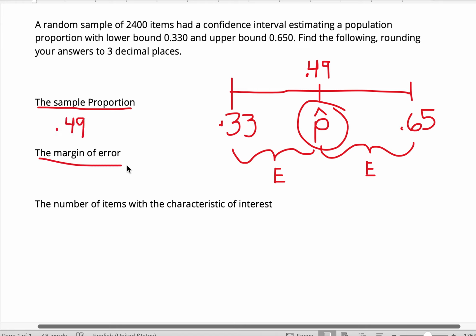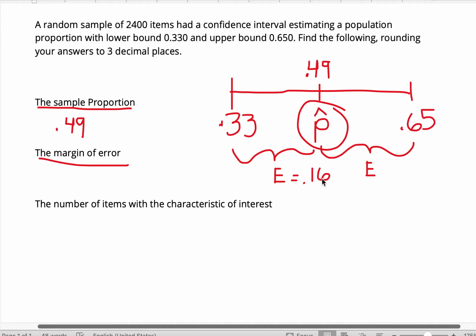Now, the question says, what's the margin of error? That's our cushion. That's what we add and subtract from the center to create that interval. So to figure out what that error is, we just need to find the difference between the center out in either direction. Now, it should be the same in either direction, so it doesn't matter if you choose to find the difference between the center and the lower bound or the center and the higher bound. When you find that difference, you're going to find that it is 0.16 or 16%.